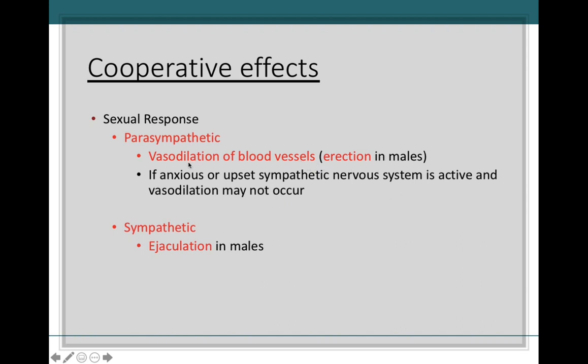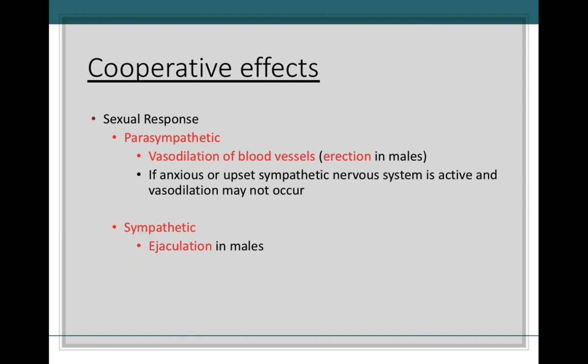Now, what's also interesting is that if the sympathetic nervous system is also trying to take hold of this organ, that might prevent vasodilation from occurring. But if parasympathetic innervation wins out, this will cause a vasodilation of the blood vessels in the penis and lead to an erection. Now, while the parasympathetic nervous system controls the erection in males, the sympathetic nervous system is actually going to control ejaculation in males.